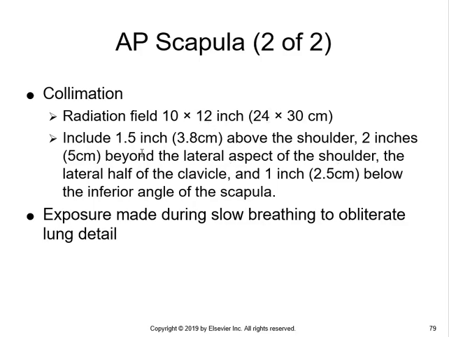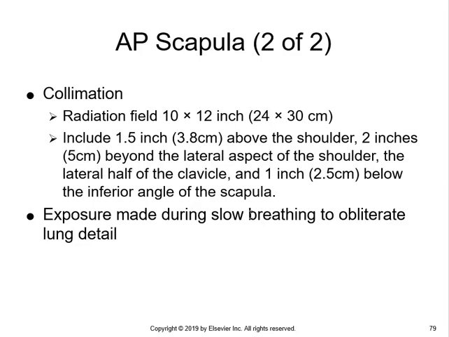You're going to include 1.5 inches above the shoulder, so your image receptor, just like on a chest x-ray, is going to extend 1.5 inches above the outer portion of the shoulder, and 2 inches beyond the lateral aspect of the shoulder. And you want to make sure that you include the lateral half of the clavicle. You don't need the entire clavicle, you need the entire scapula. And you can have the patient slowly breathe to get rid of some of the lung markings.